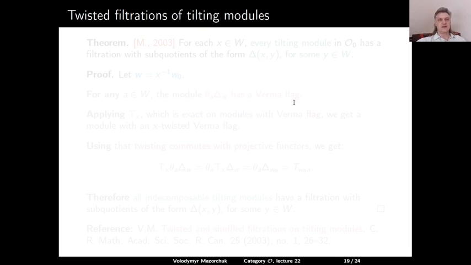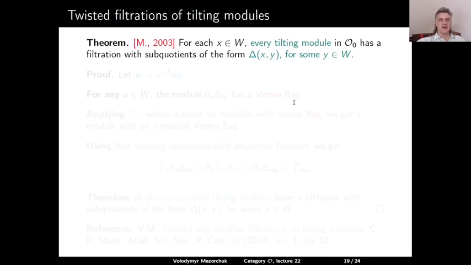Next, let us discuss twisted filtrations of tilting modules. The theorem, due to myself from 2003: for each x and w, every tilting module in the principal block O_0 has a filtration with subquotients of the form delta xy, where y is an arbitrary element in w. So x is fixed, but y can vary. Proof: denote by w the element x inverse w_0. For any element a in w, the module theta a delta w has a Verma flag. This is because delta w is a Verma module and projective functors preserve Verma flags.